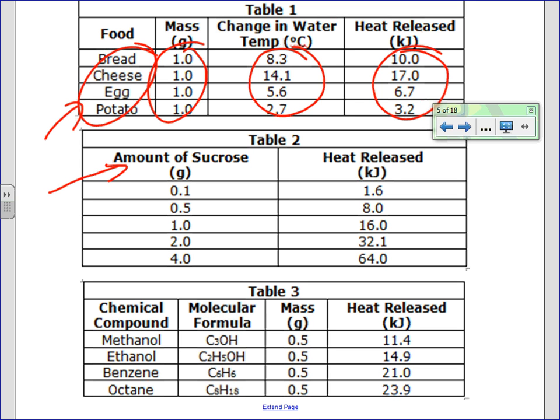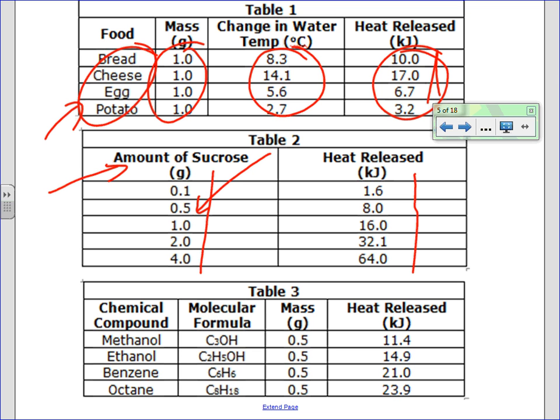So at this point, the food is staying the same, but what's changing? Yeah, and now we're changing how many grams they used. In the first table, it was all 1 gram, different foods, different energies. Now, same food, but different amounts, again different energies.